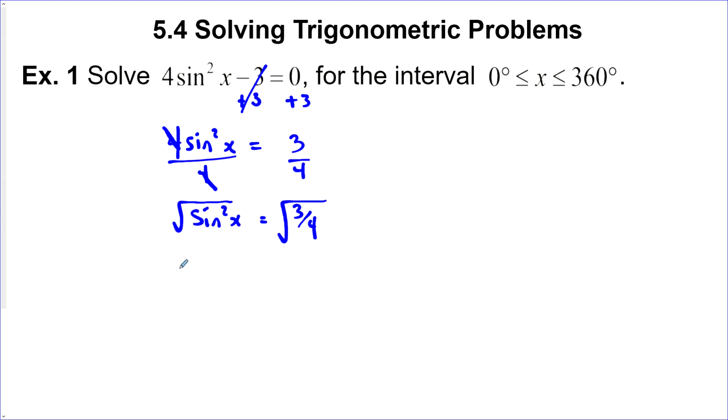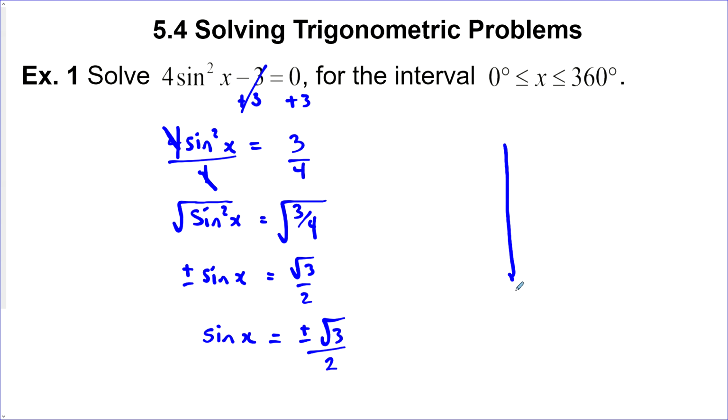So on this side, we'll get plus or minus sine x. And on this side, root 3 over 2. And then I'm going to push the plus or minus over to the other side. And we get sine x equals plus or minus root 3 over 2. And if we remember our unit circle, if it's plus or minus, that means that it could be in any quadrant.